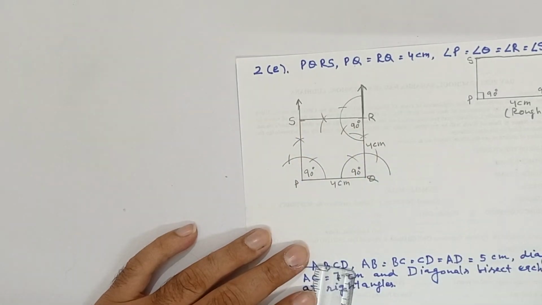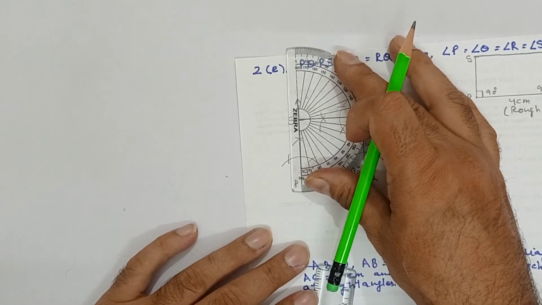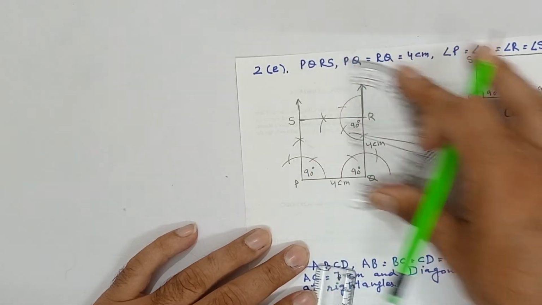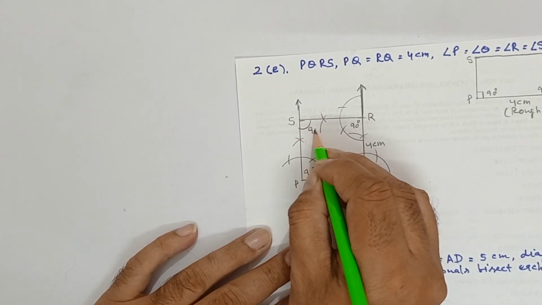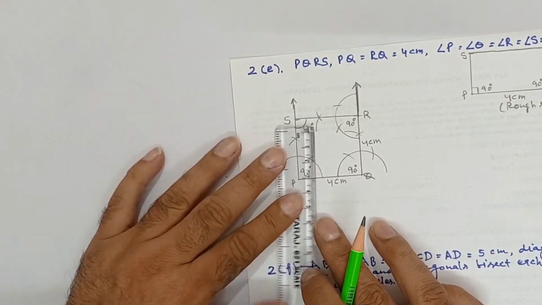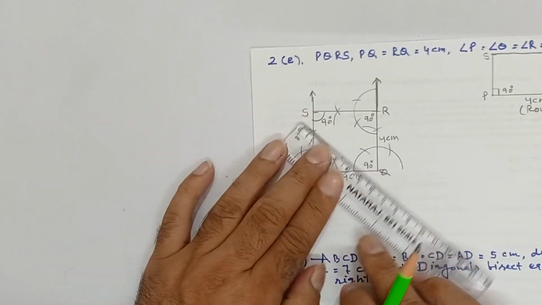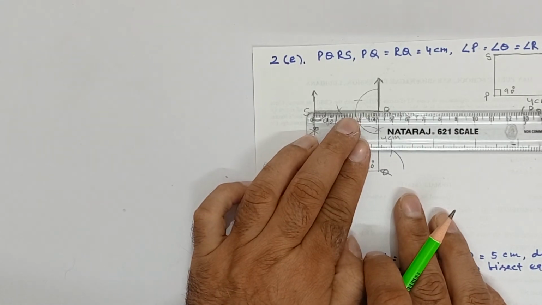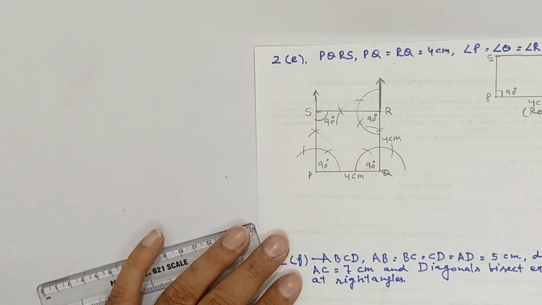You can check with a protractor. See, I have kept the protractor. Exactly, it is 90 degrees. So if we want, we can write 90 degrees here also. Now this is 4, this is 4. Let's check how much this is. This is also coming 4. Let's check this. This is also coming 4. Means all the sides are coming equal.